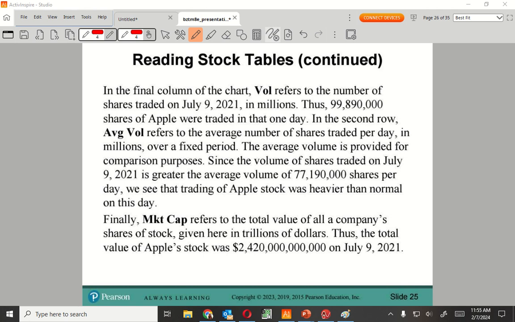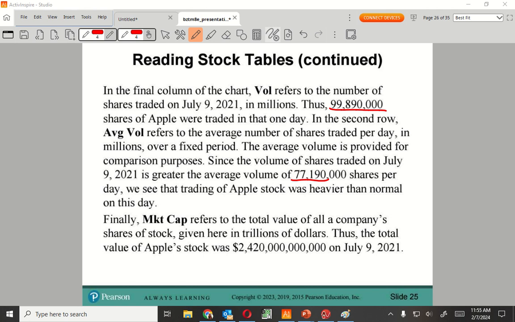Since the volume of shares traded on that day was this, the trading of Apple stock was heavier than normal on that day. So this was on the day. This is the average. So it's more than average. It's going to ask you, is it above average or below average? So if that was average, this was above average.